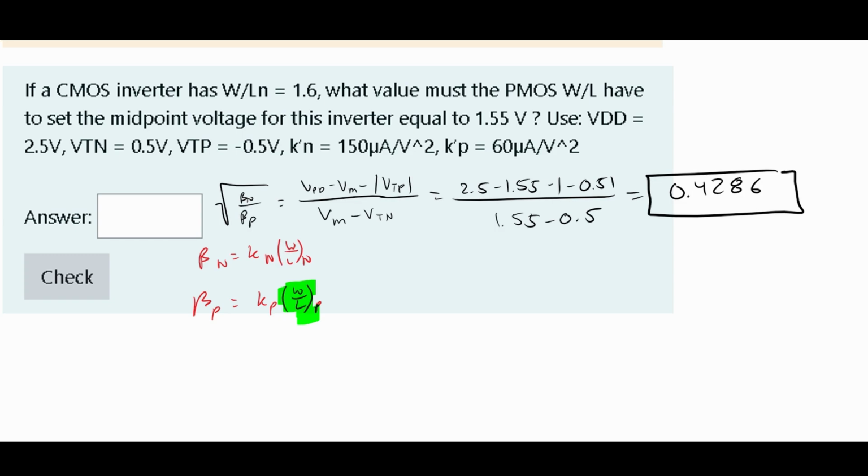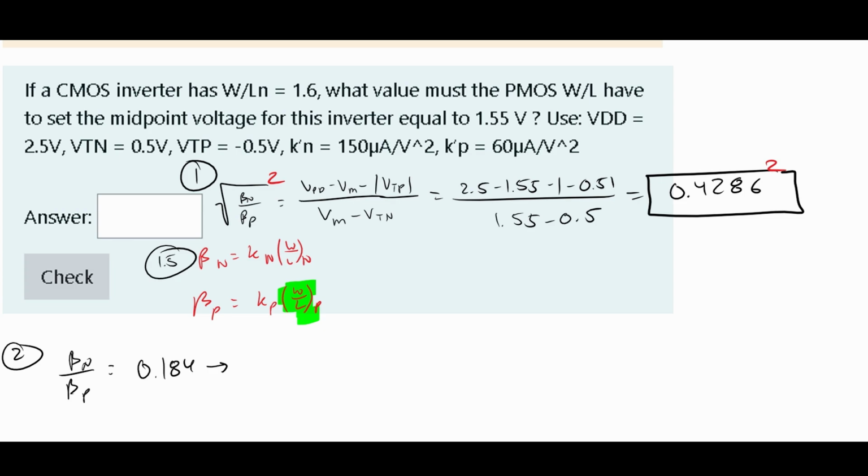What we can do is square both sides to get rid of the square root. If we do that, we will just come down here. So we'll say this is step 1, this is like step 1.5, and this is going to be step 2 down here. So we're squaring both sides. We're going to get beta n over beta p is equal to approximately 0.184.